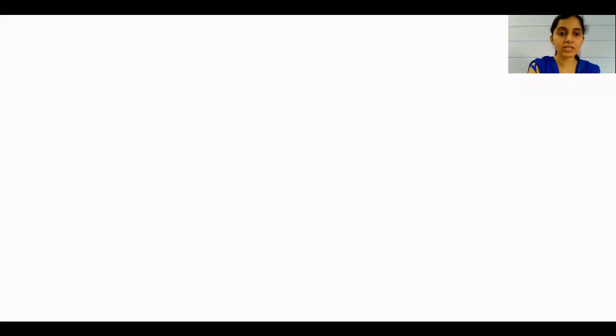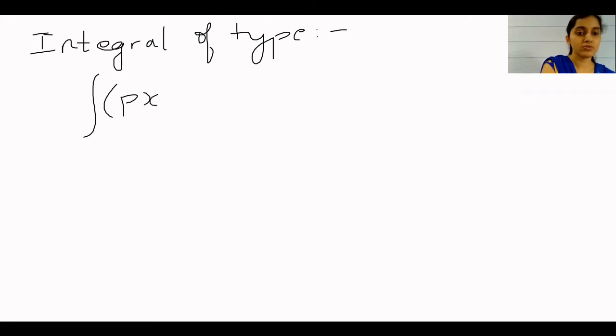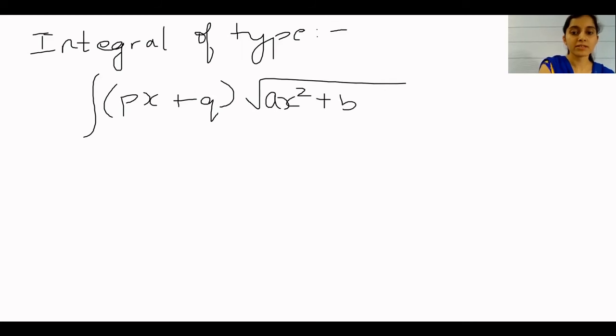The next integral type is actually not included in your portion as such. It's non-evaluative, but we should at least know the integral type. So I'm just writing it down. If you come across this type of a sum in your MCQs or in your entrance exams, then you would know how to solve it. So integral of type integration of px plus q, under root of ax square plus bx plus c, dx. If you have an integration of this type, that is a binomial multiplied by a root of a quadratic, then how do you solve it?